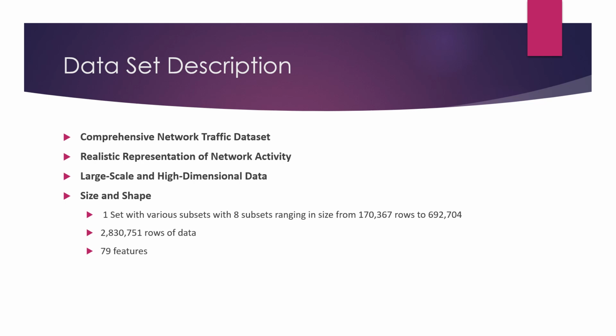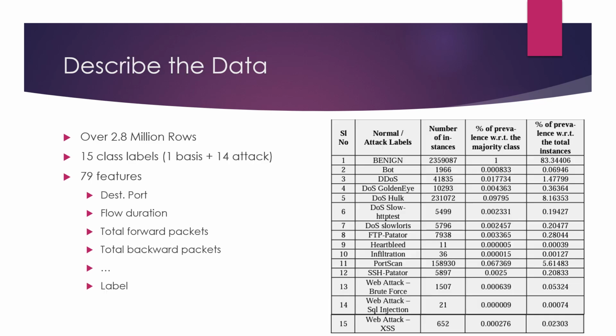It's a really large-scale and high-dimensional dataset with millions of network record flows. It makes it suitable for testing machine learning and deep learning models, and includes a multitude of features. Is it one set, or a variety of different sets? It's one set with various subsets: 8 subsets ranging in size from 170,000 rows to 692,000 rows, with a total of 2.8 million rows of data with 79 features.